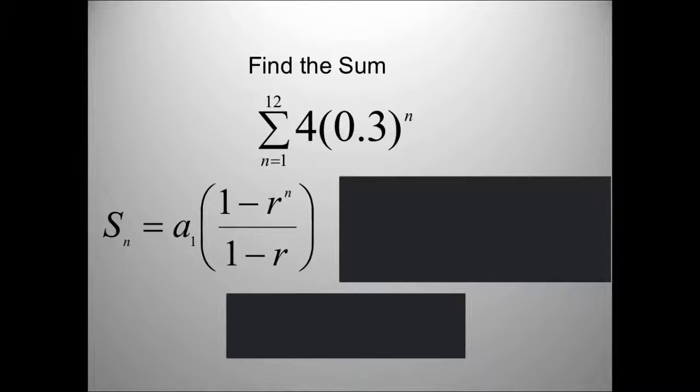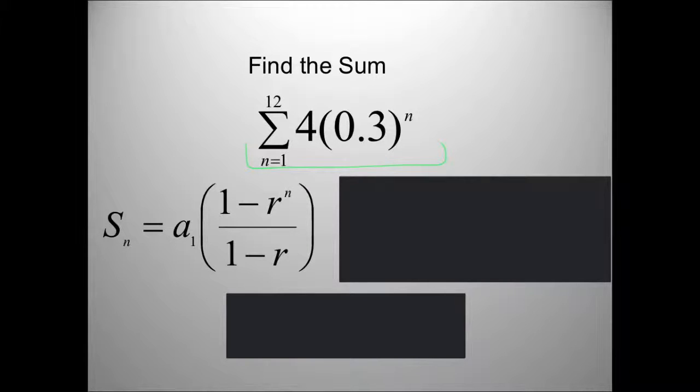We don't always have the sequence in front of us to identify our three variables, a1, n, and r. Sometimes we have our geometric formula instead. So we're going to look at our expression here, and we can see that we have, for sigma notation, n equaling 1 to 12, for the formula 4 times 0.3 to the n.